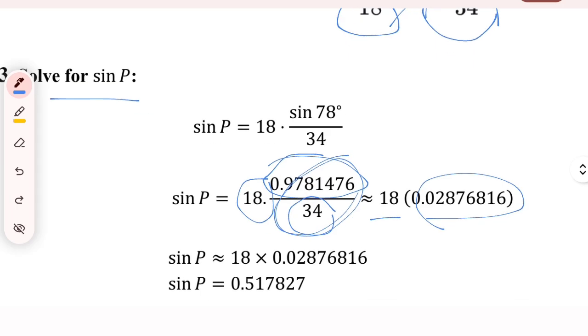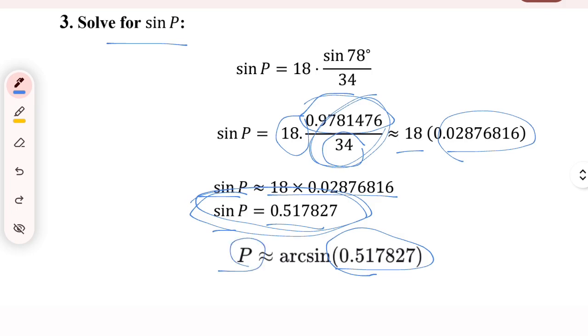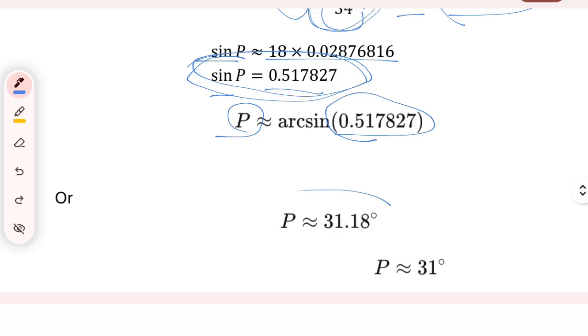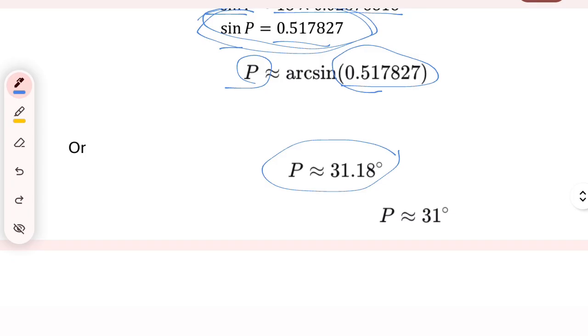And then sine P is equal to 18 times that, and then sine P is equal to this. To solve for P, you simply have to take the arc sine, since it is sine P. So if you have to manipulate this, I hope you know how to use your calculator. It would be this, and you take the arc sine for that number, and then you can solve for the value of P. I think it is rounded off to the nearest degree. I think that is what the problem requires, to the nearest degree.